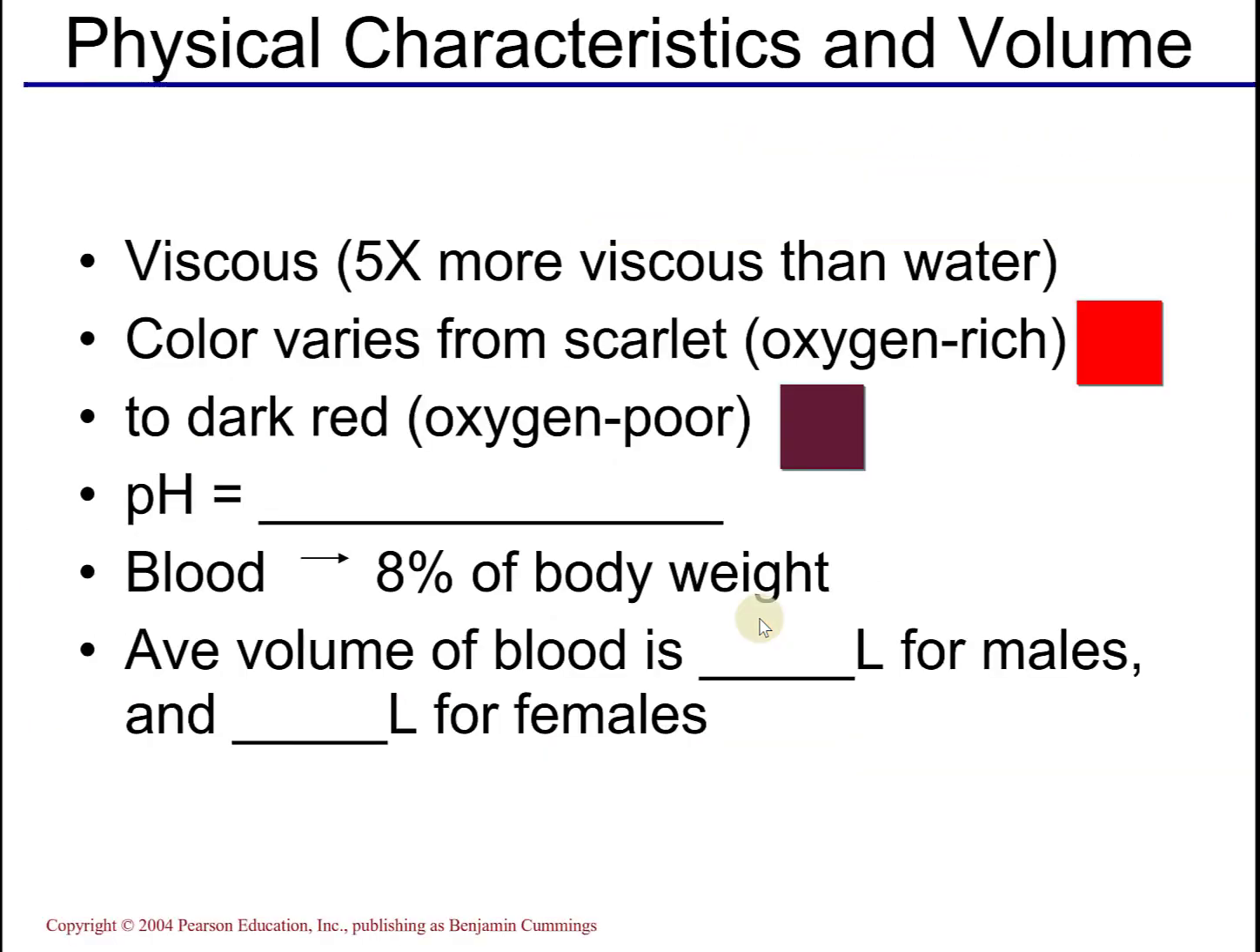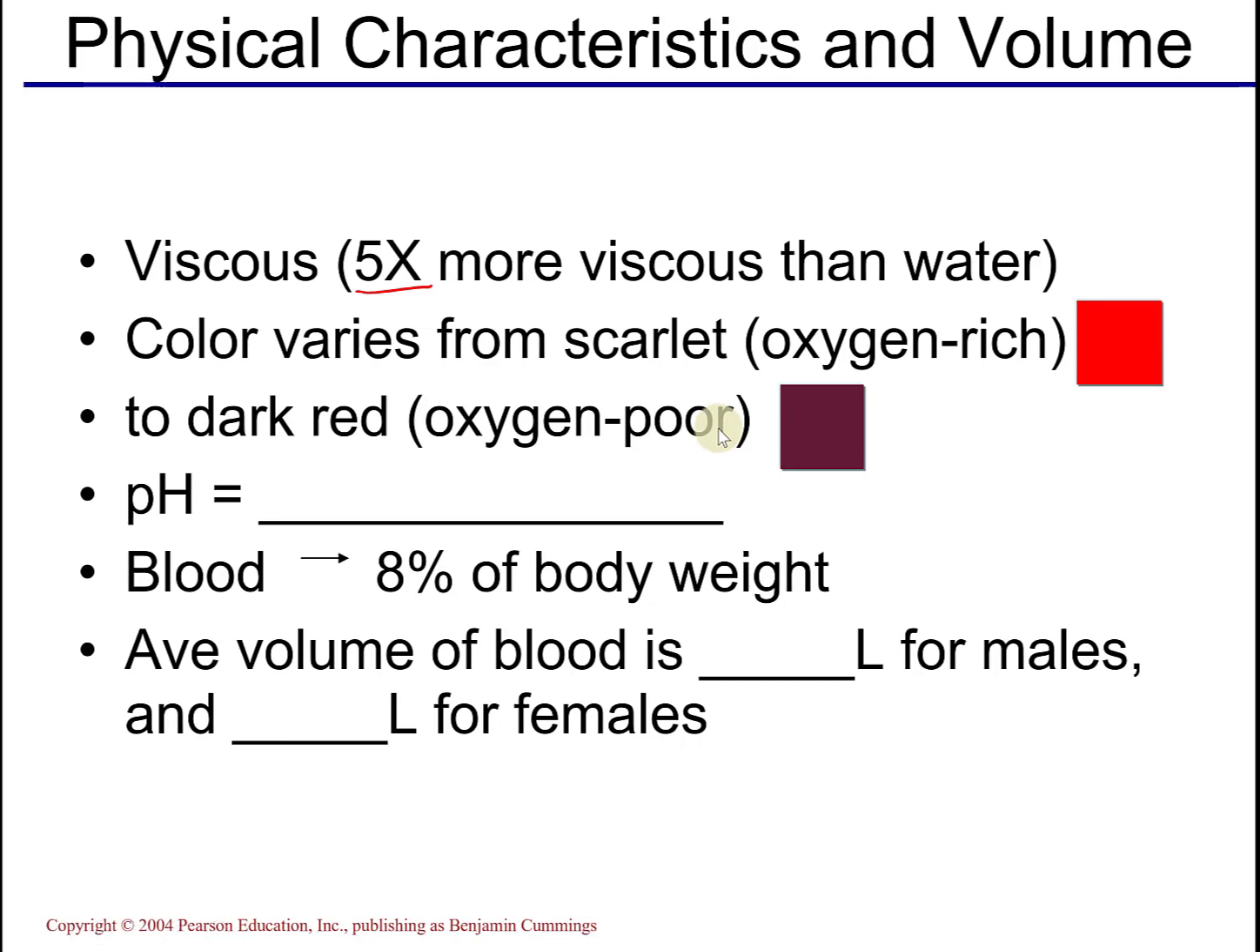Let's look at some of the physical characteristics of blood. Blood is viscous. It is 5 times more viscous than water. Remember, viscous means the thickness of a fluid. Its color ranges from scarlet, and I put a little example of what scarlet looks like here, which would be oxygen-rich blood, to a dark red or maroon color found in oxygen-poor blood. So blood is never blue.